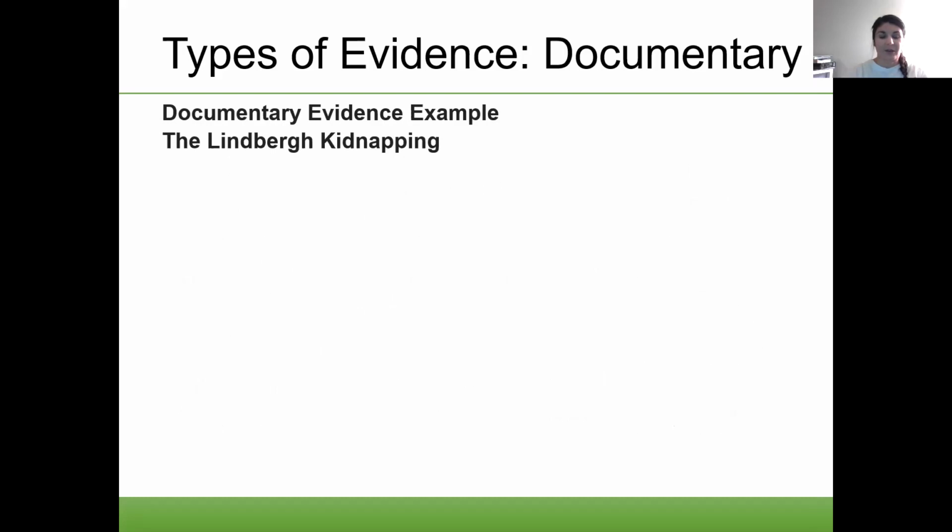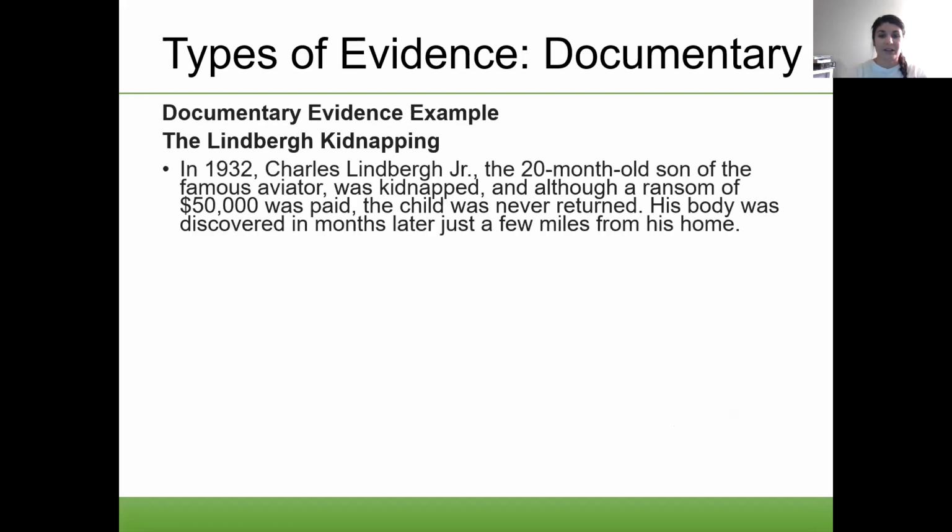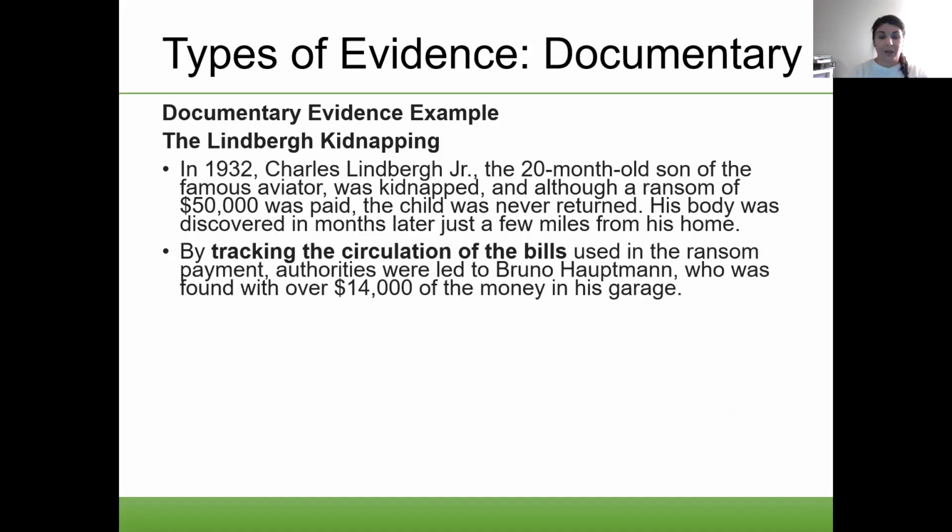Another documentary evidence example is the Lindbergh kidnapping. So in 1932, Charles Lindbergh Jr., the 20-month-old son of a famous aviator, was kidnapped. They wanted a $50,000 ransom, which was paid, but the child was never returned, and his body was discovered months later, just a few miles from his home.